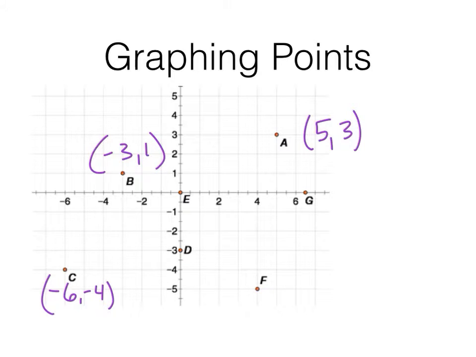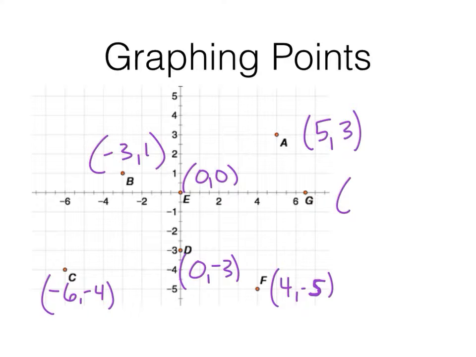D is on the y-axis. So D has an x-coordinate of 0, because you don't go to the right or the left to get to it, and a y-coordinate of negative 3. E is the origin 0, 0. F, 4, negative 5. And then G is similar to D. D has a 0 for the x-coordinate. G is going to have a 0 for the y-coordinate. G is actually 6.50, a decimal. Anyway, that's just the basics for graphing points.